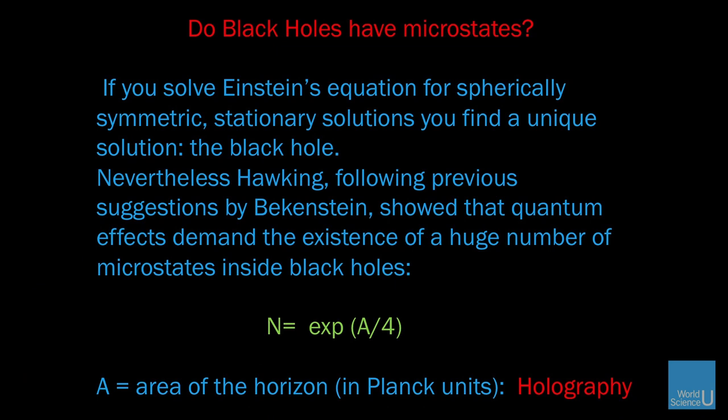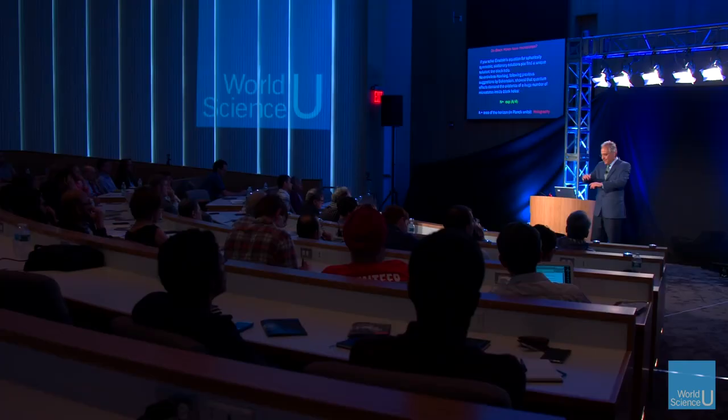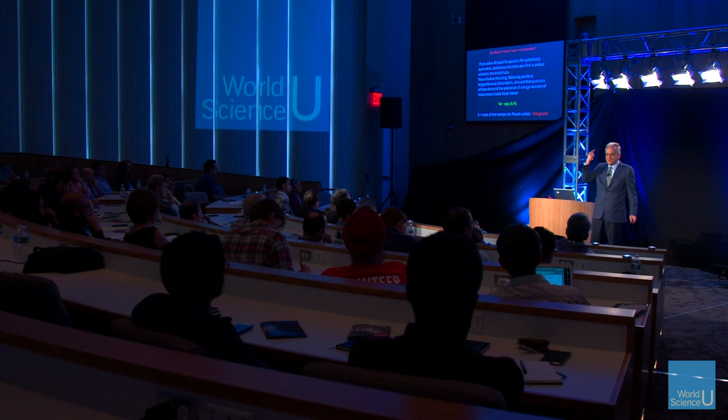But through some arguments, Bekenstein and Hawking show that the number of degrees of freedom for a black hole should be huge and basically exponential of the area of this horizon surrounding the black hole in the fundamental Planck units, divided by 4. So this is a huge number of states. But the problem was, Bekenstein and Hawking could not account for where these degrees of freedom come from, because Einstein's equation doesn't show it. You solve Einstein's equation in 3+1 dimensions, there's a unique solution. What do these other solutions correspond to?